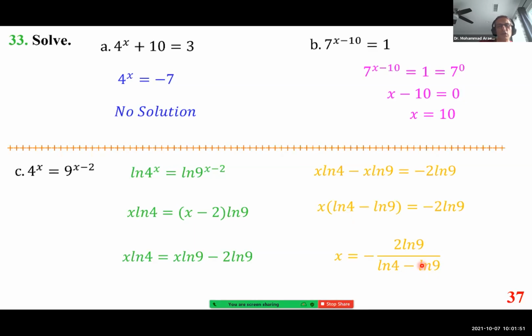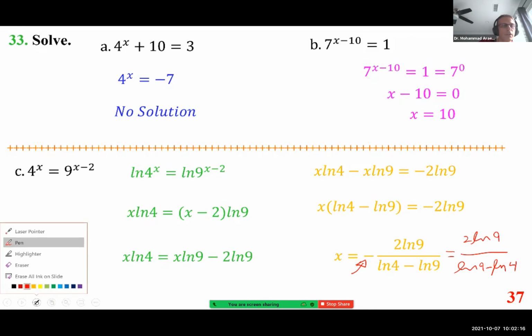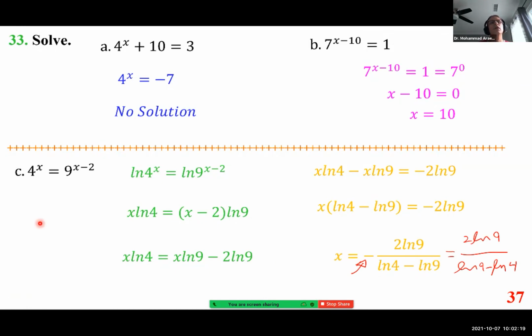The other thing I want to make sure everybody understands: if you did a different movement here, you could have ended up with the following, and I want you to see they are both the same. If you look, pay attention that this has a negative sign. So if you ended up with 2 ln 9, so I am making it positive, over ln 9 minus ln 4, I hope you see that the two are identical. I'm writing it just to make sure we know there is no difference between the two. Depends on how we move things around.